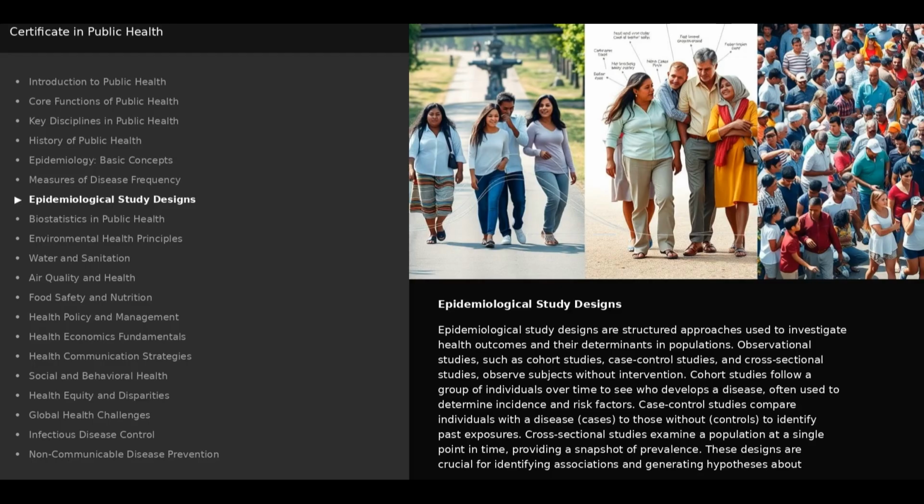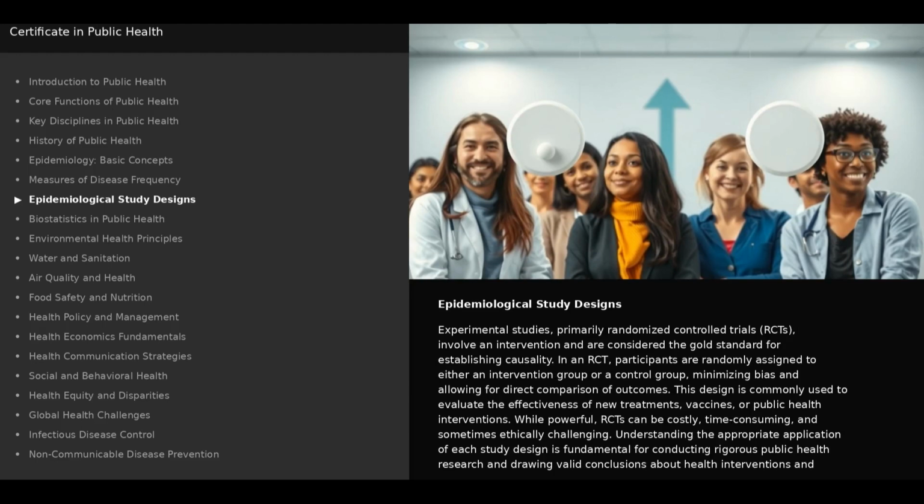These designs are crucial for identifying associations and generating hypotheses about disease causation. Each design has specific strengths and limitations regarding causality and generalizability. Experimental studies, primarily randomized controlled trials, RCTs, involve an intervention and are considered the gold standard for establishing causality. In an RCT, participants are randomly assigned to either an intervention group or a control group, minimizing bias and allowing for direct comparison of outcomes.